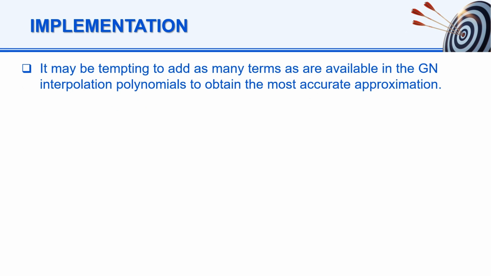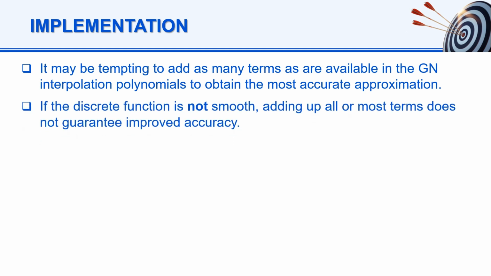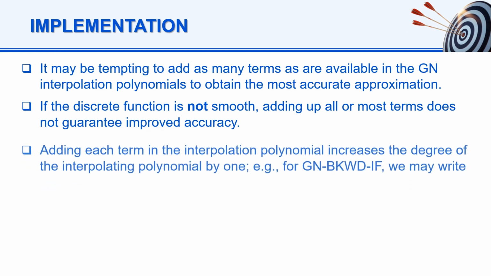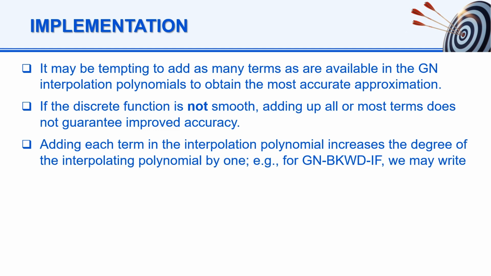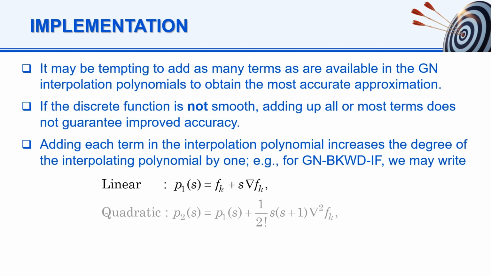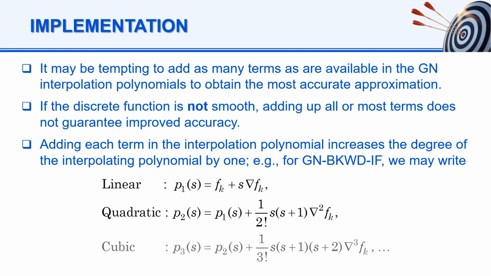It may be tempting to add as many terms as are available in the Gregory-Newton interpolation polynomials to obtain the most accurate approximation. If the discrete function is not smooth, adding up all or most terms does not guarantee improved accuracy. Adding each term in the interpolation polynomial increases the degree of the interpolating polynomial by 1. For instance, for the backward interpolation formula, we may write: 2-term sum is linear, 3-term sum is quadratic, and 4-term sum is cubic polynomial.